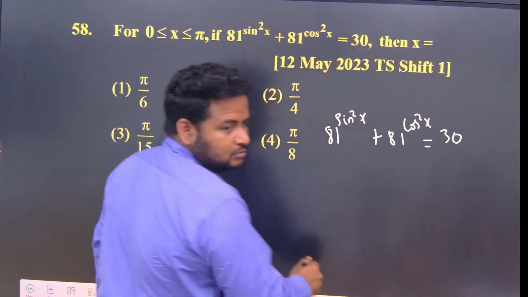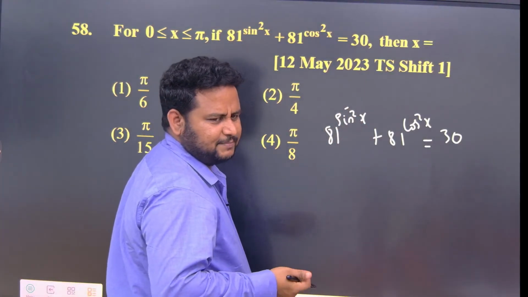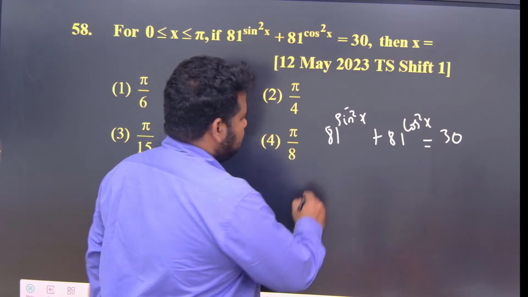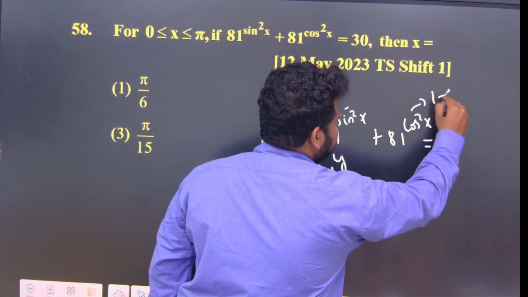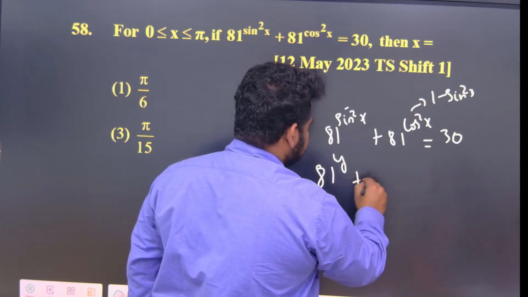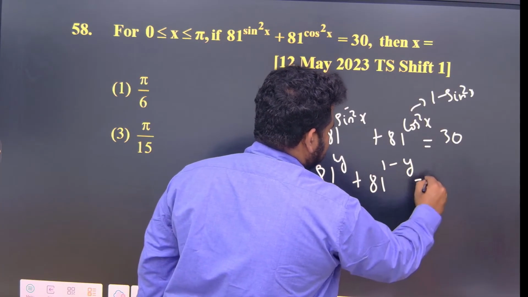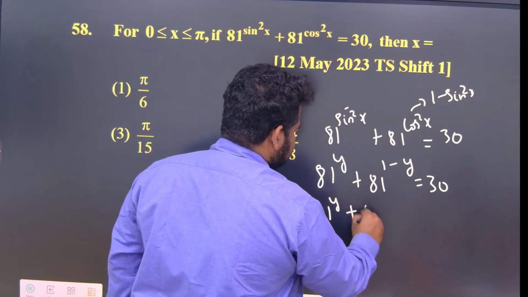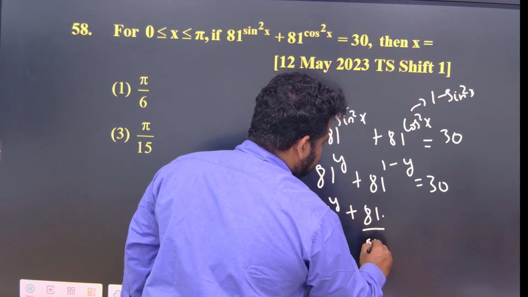Now what we will do? Let us take sin square x as y. So cos square x I can write as 1 minus sin square x. Correct? Cos square x I can write as 1 minus sin square x. So this is 81 to the power of 1 minus y, and equal to 30. So I will have 81 to the power of y plus 81 by, what is this?